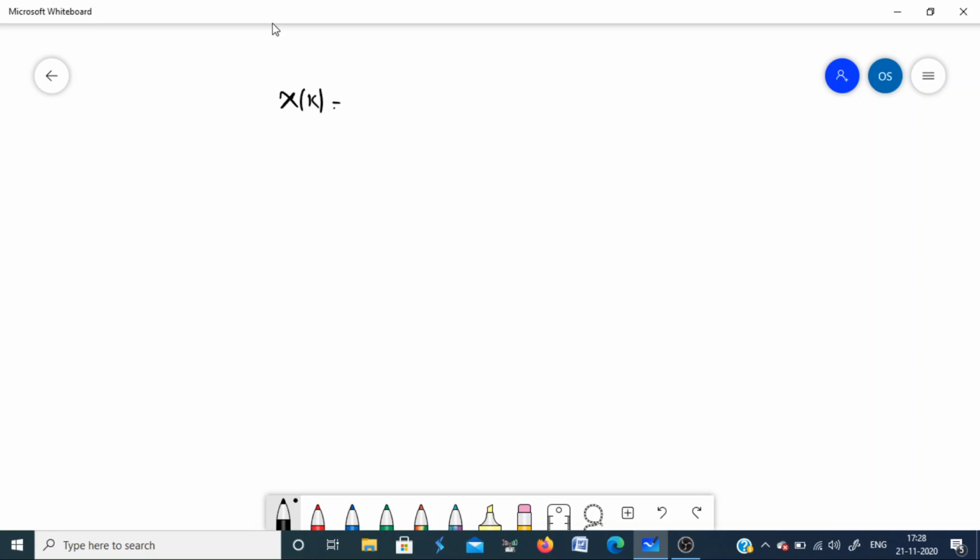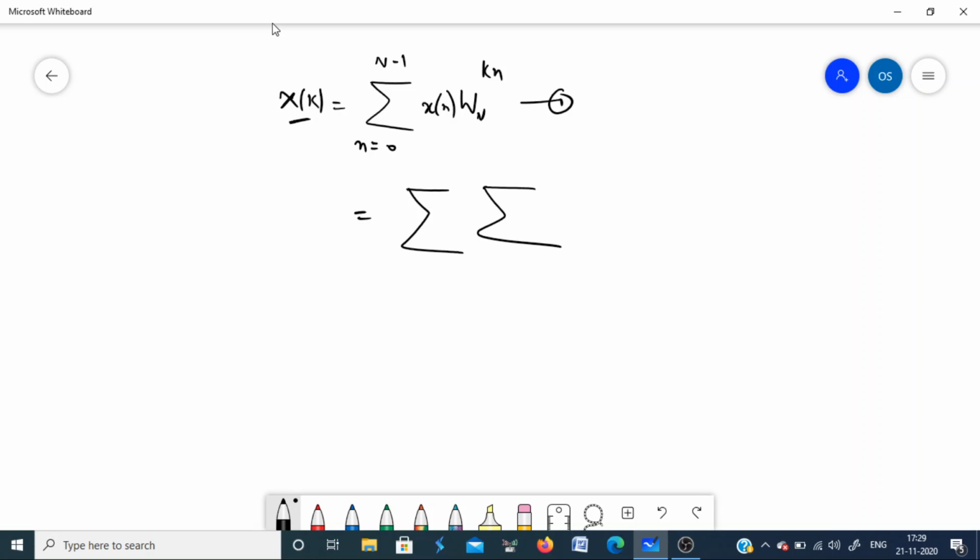xk, which was the sum of x of n W_N to the power kn, n from 0 to N minus 1, this is the original DFT. Now since we have stored this in a two-dimensional matrix, this single summation can be converted into a double summation, one summation for your column and one for row. Okay, in place of x of n you will get x of m, l, and W_N to the power kn.